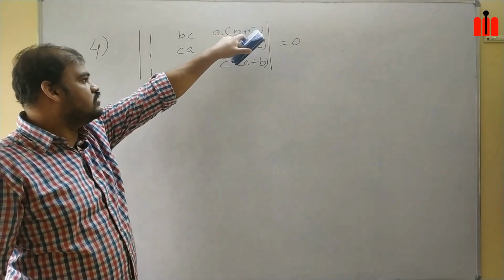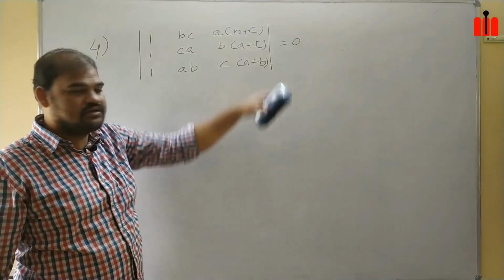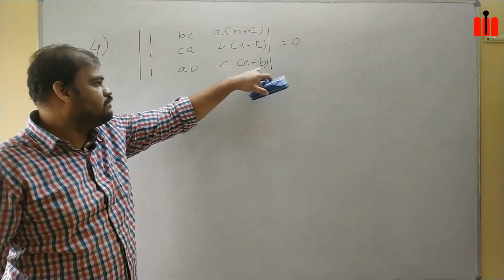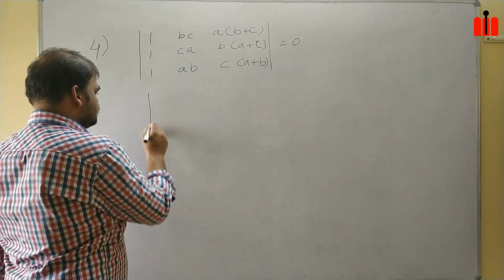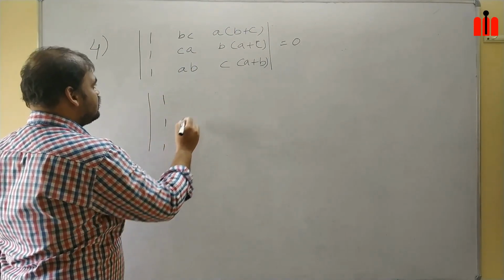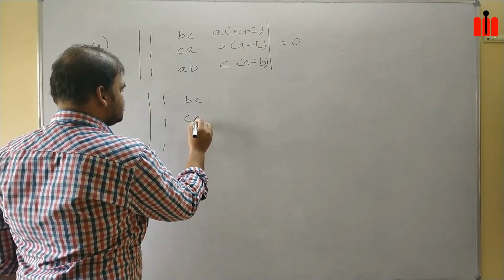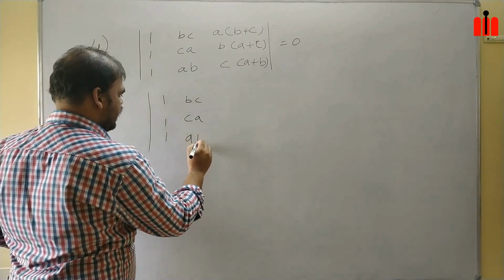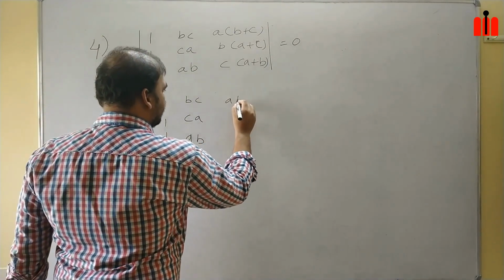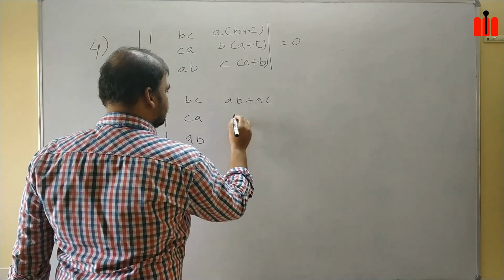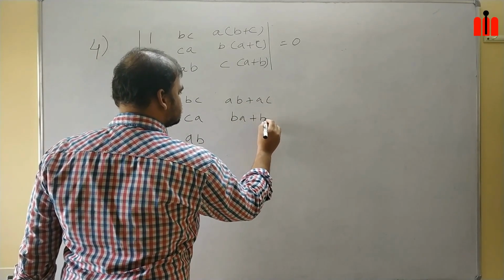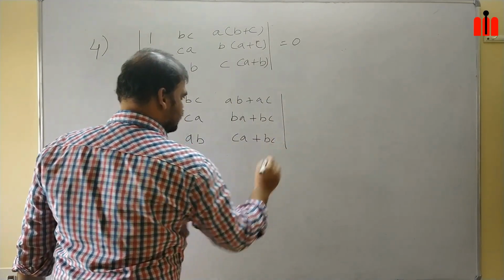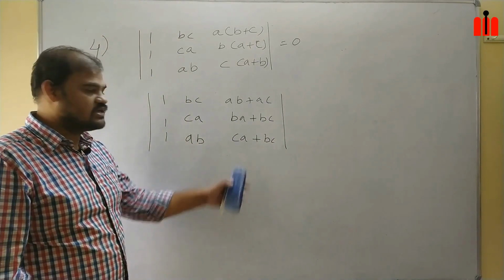So once we open this bracket, it will become AB plus AC. Here it will become BA plus BC. Here it will become CA plus CB. So let's do that first. So it is 1, 1, 1, BC, CA, AB, and AB plus AC, BA plus BC, CA plus CB. Okay, this is the next step.